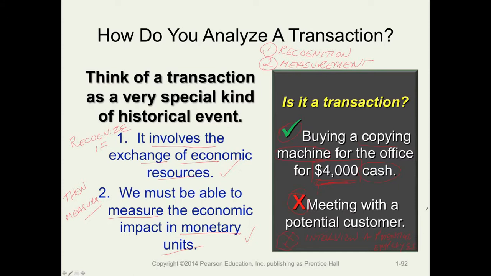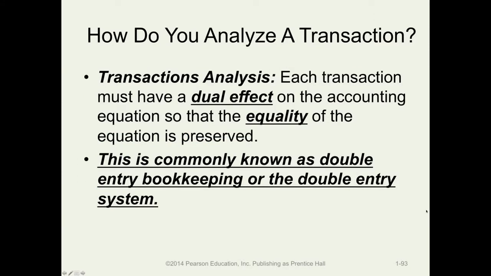So in order to record a transaction, it has to be capable of recognition, an exchange of economic resources, and it has to be measured. Next, we analyze the transaction in terms of its effect on the accounting equation. Remember that the accounting equation must balance. It is sometimes known as the balance sheet equation, and therefore we have to ensure the equality of the equation, that assets equal liabilities plus equity. There is an equal and opposite effect of transactions on each side of the equation, and this is commonly known as the double entry bookkeeping system or double entry accounting.